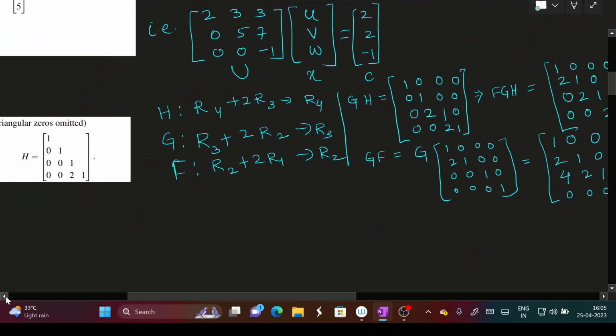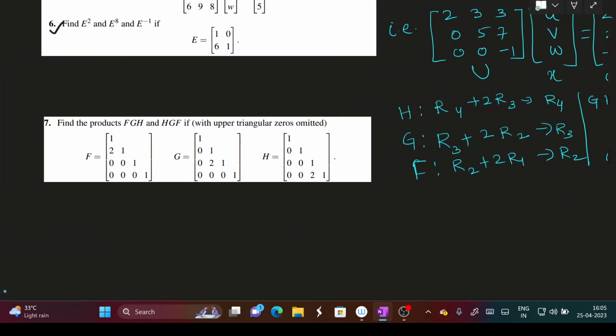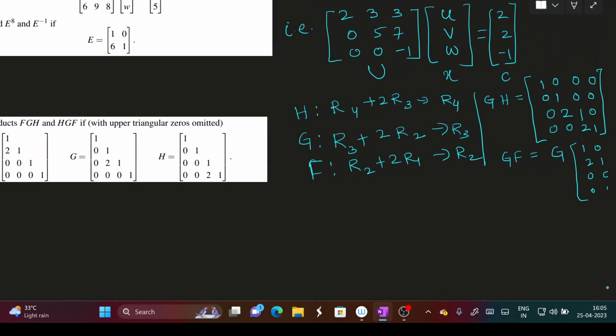Now find the products FGH and HGF. Here F, G, H are three elementary matrices of 4 cross 4 size. H represents the operation R4 plus 2 R3 stored in R4. G represents R3 plus 2 R2 stored in R3. F represents the elementary row operation R2 plus 2 R1 stored in R2.